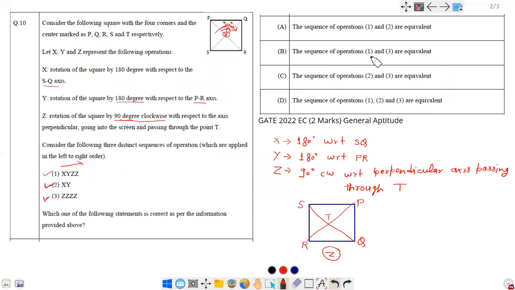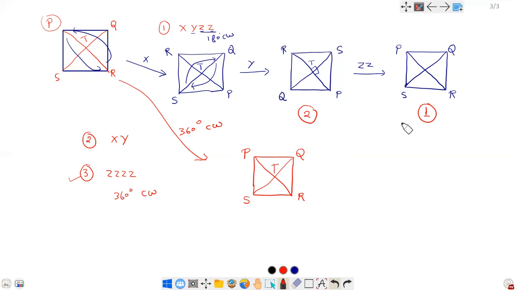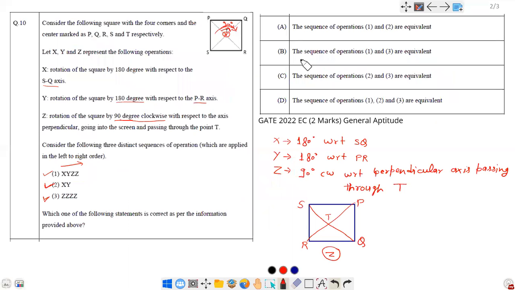The sequences of operation 1 and 3 are equivalent. This is the statement given in option B. So we can clearly see that this is sequence 1, this is sequence 3. They are equivalent. PQRS, center is T; PQRS, center is T. So these structures are the same. That means sequences 1 and 3 are equivalent, right? So as per option B, the sequences of operation 1 and 3 are equivalent. That means this option is correct. So option B is correct.